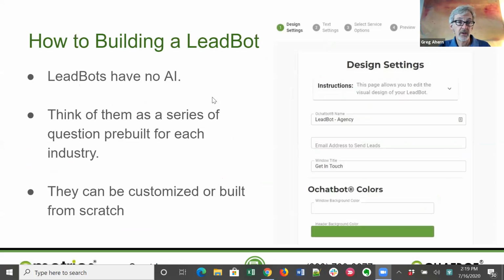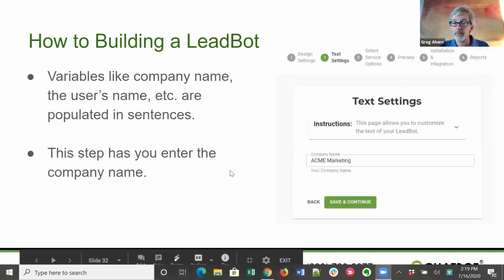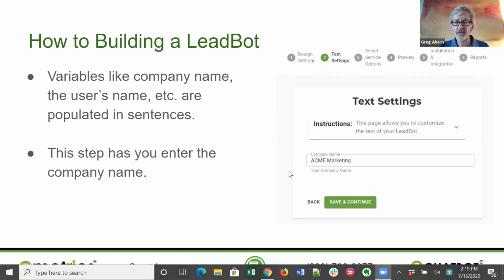And you can see here, it has no AI. And with our tool, I don't know if you can see this in the upper right here. You design, you set your text, and you pick your service, and the rest is just previewing and installing, and you're done. In this particular case here, we're asking, what's the company name you want? Here we're asking the company name, and this is going to be threaded inside the conversation.